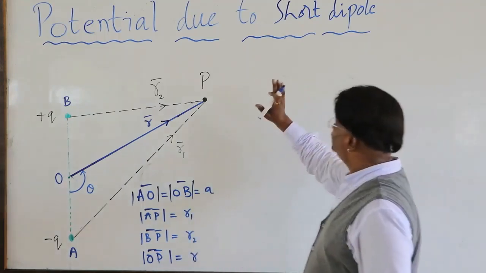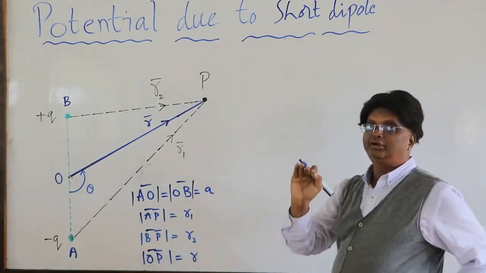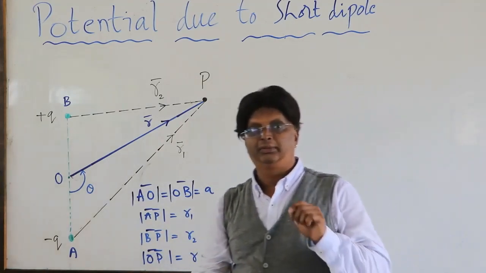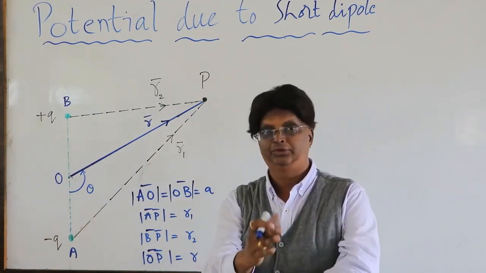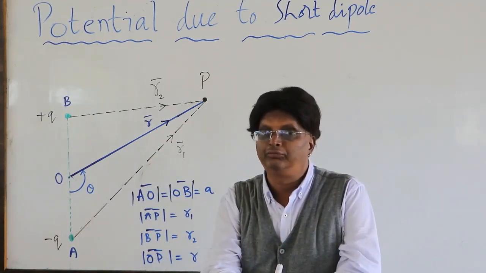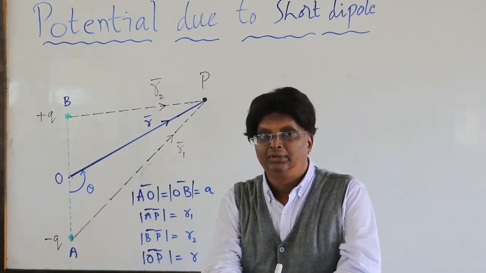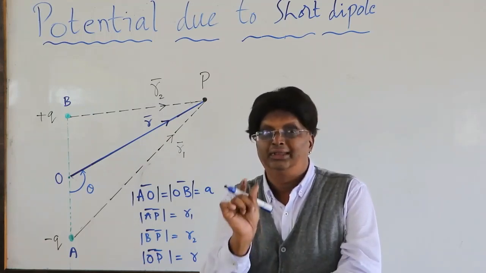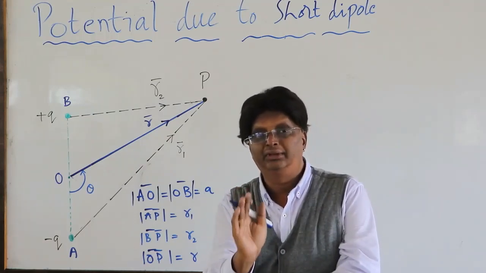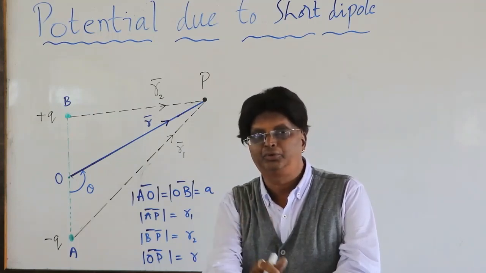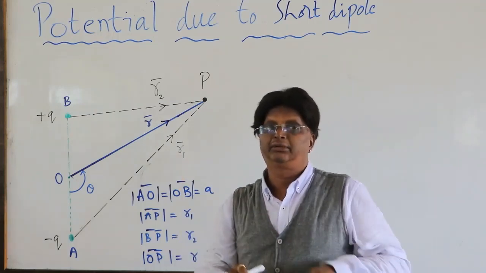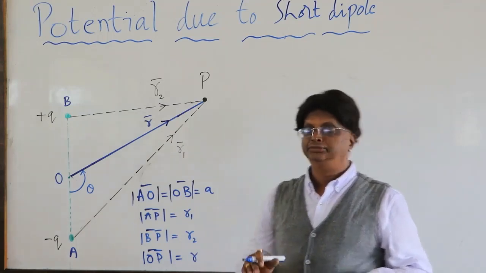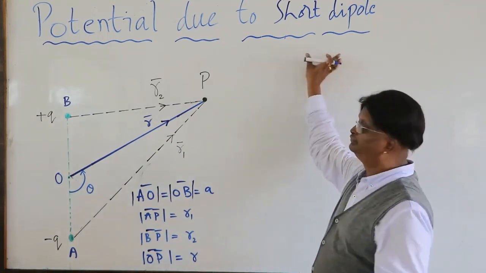Now here we are taking the case of a short dipole. Even that short dipole we have used in the earlier cases. What do we mean by a short dipole? The dipole in which the length of the dipole is negligibly small as compared to the distance of the given point from the dipole. So this is the case of potential due to a short dipole.